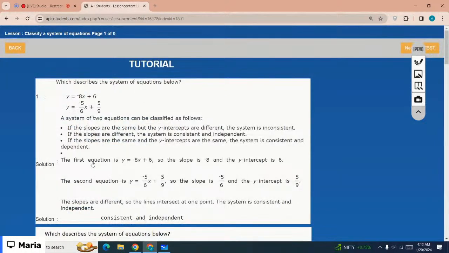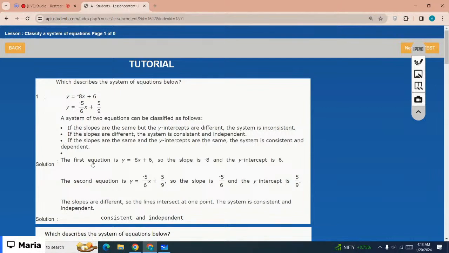Describe the system of equations below. So you are given two equations to describe the system of equations, right? A system of equations can be classified as follows. If the slopes are the same but the y-intercepts are different, the system is inconsistent. If the slopes are different, the system is consistent and independent. If the slopes are the same and the y-intercepts are the same, the system is consistent and dependent.